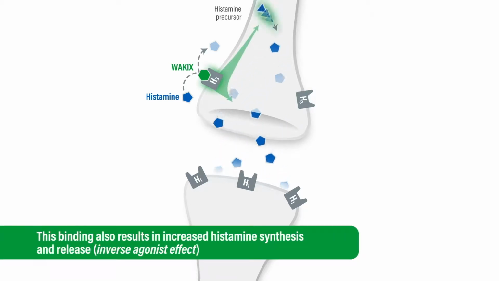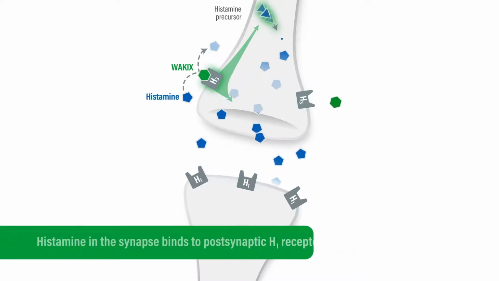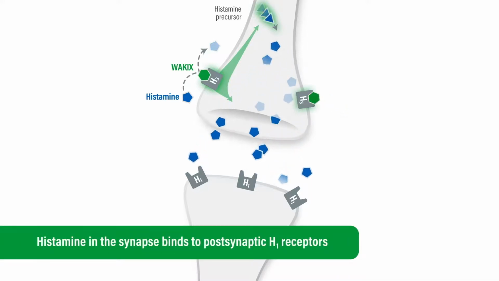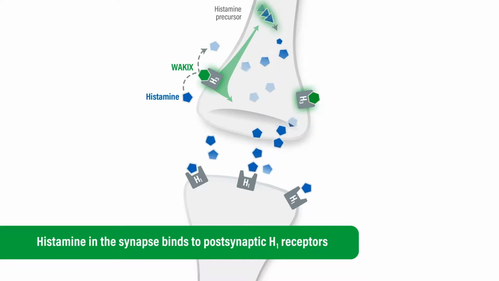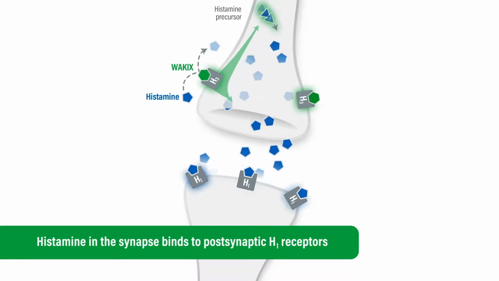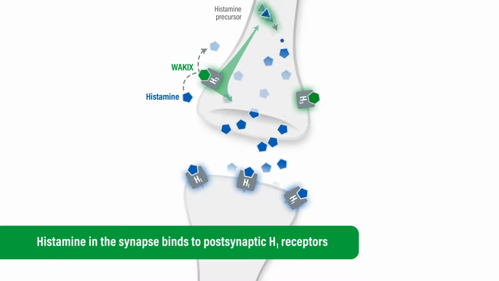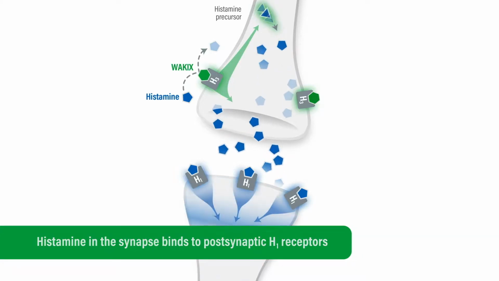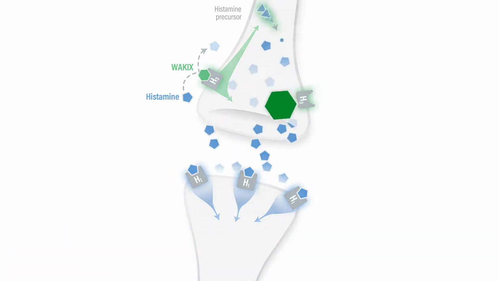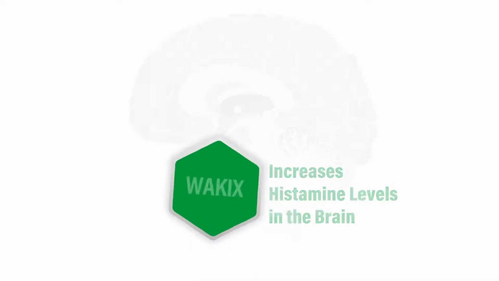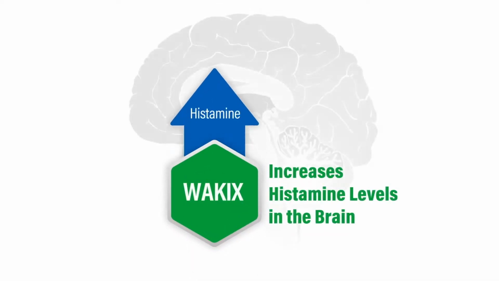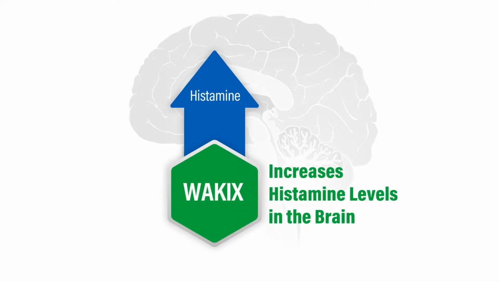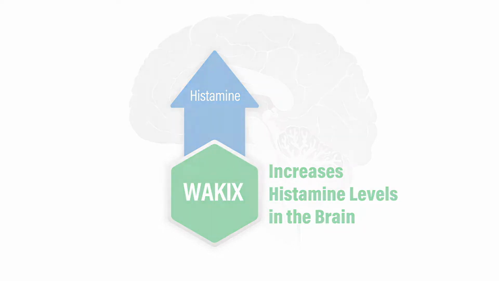Wakix binding to H3 receptors also increases histamine synthesis and its release into the synapse. This action is known as an inverse agonist effect. Together, these actions of Wakix increase histamine levels in the synapse. Histamine then binds to postsynaptic H1 receptors, which increases communication to neurons in other brain regions. As we have seen, through the combination of its actions at the H3 receptor, Wakix increases histamine levels in the brain.